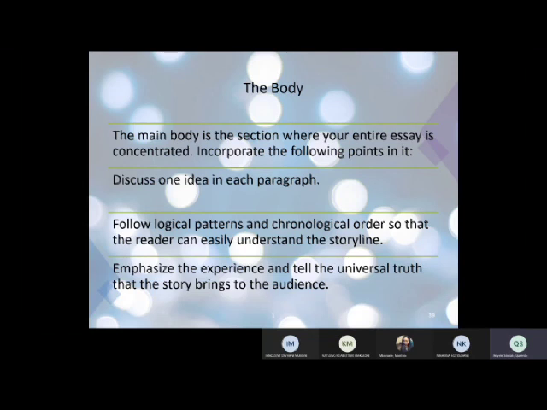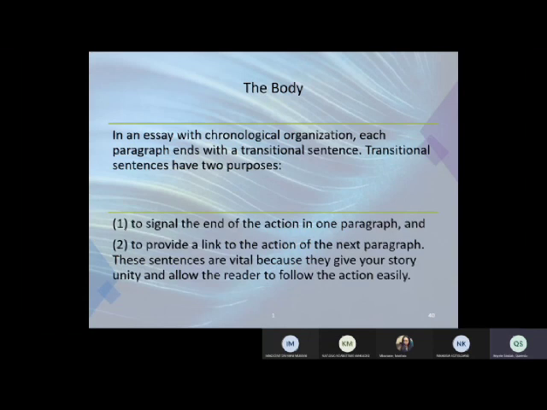So just like the argumentative essay, make sure you discuss just one idea in one paragraph. Follow logical patterns and chronological order so that the reader can easily understand the storyline. Emphasize the experience and tell the universal truth that the story brings to the audience. So these are the things that you will focus on when discussing a narrative essay.